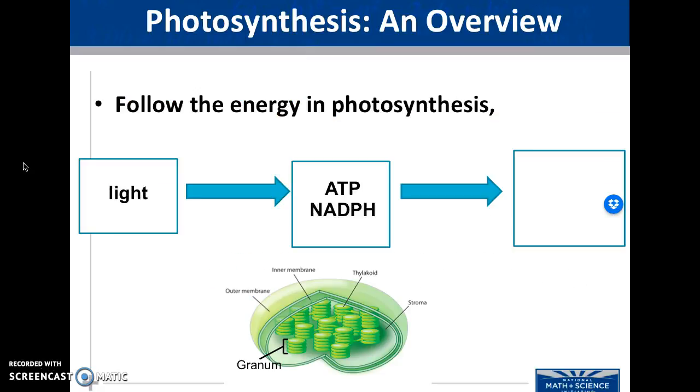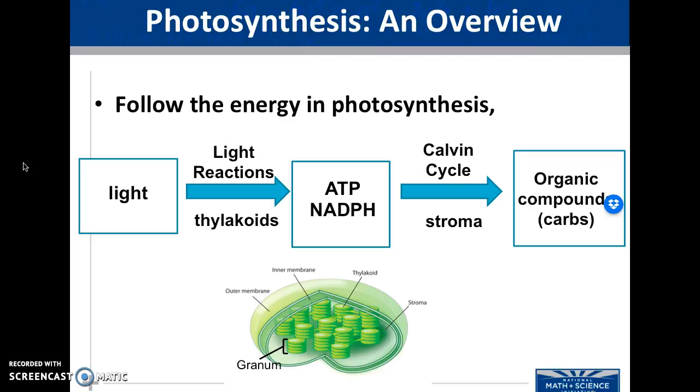And again, this is a simple overview of what we're about to go into more detail with. When light from the sun hits the thylakoids, the light reaction occurs and it creates ATP and NADPH, both of which are energy storing molecules. If we remember, they store the energy in their bonds. ATP has 3 phosphates attached and the energy is stored in those bonds.